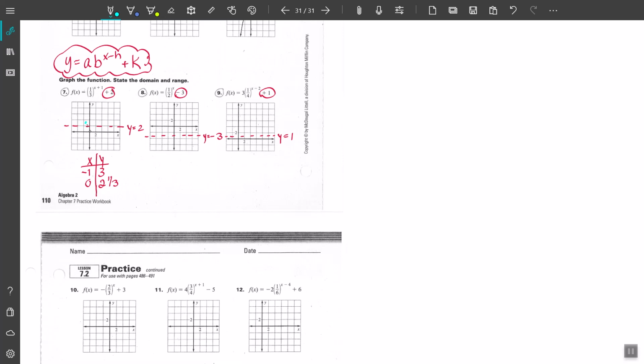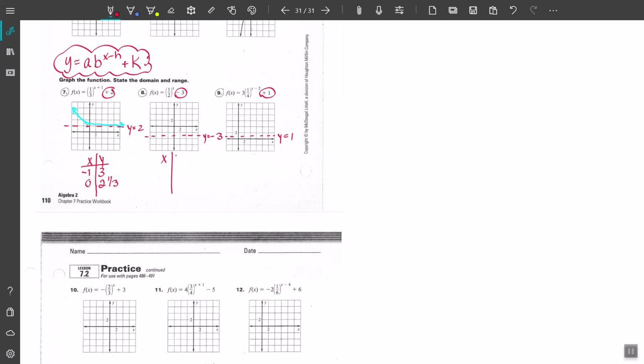-1, 3, and 0, 2, and 1/3. So just above that line. Okay, so we can see that we are descending. It's very slight, but we are descending. And we're going to get closer and closer to the asymptote without crossing it.